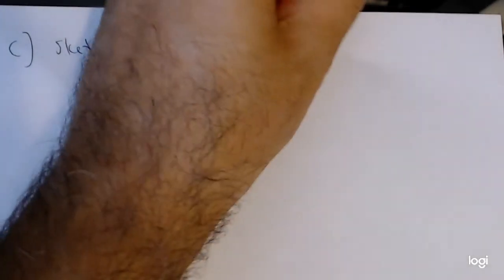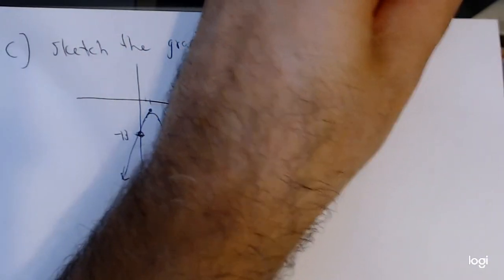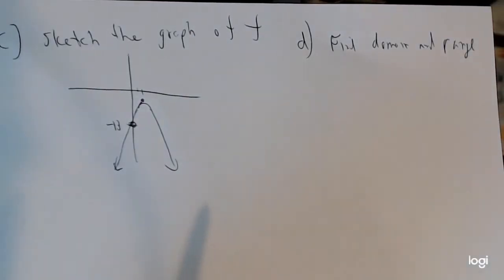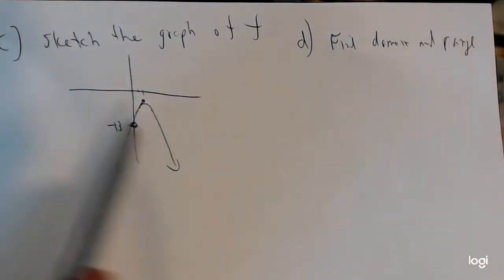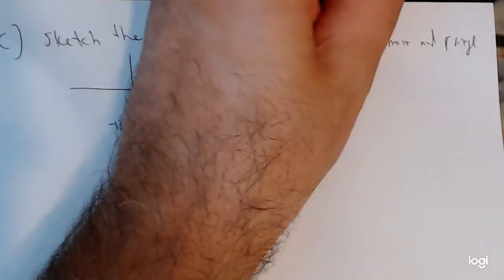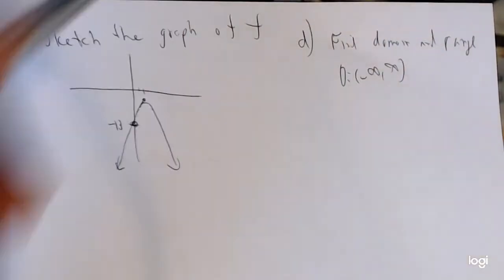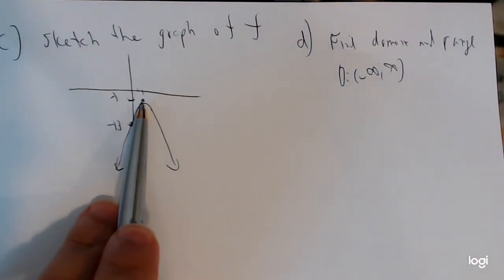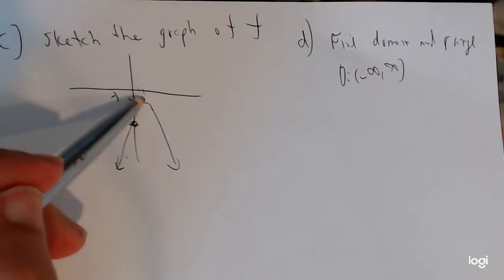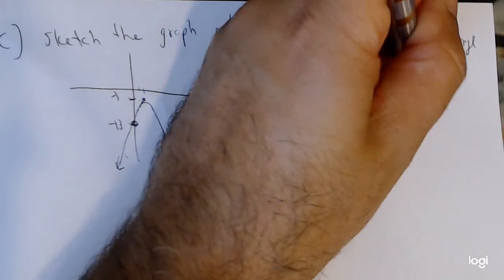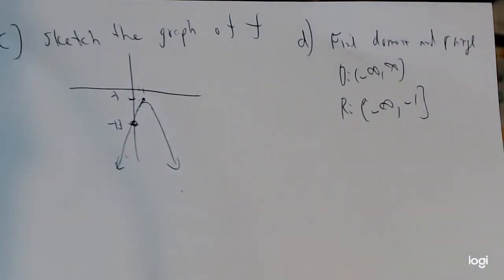Now for part D, we're being asked to find the domain and range. And that's not difficult to do because of what we notice. The domain is just all the x values, which notice goes forever to the left and forever to the right. So the domain is all real numbers. The range is all the y values it takes on. Notice the largest y value it takes on is negative 1. So it comes up to negative 1 and then goes down forever. So the range is from negative infinity to negative 1, because it doesn't go any higher than negative 1.